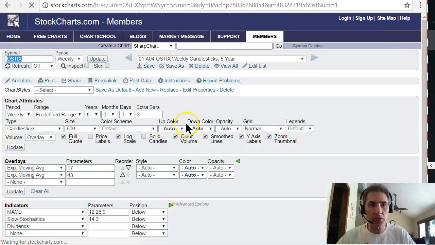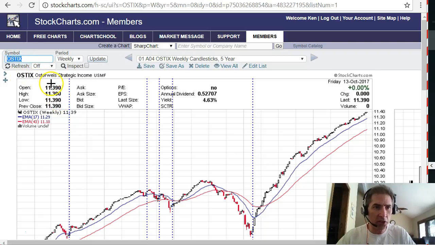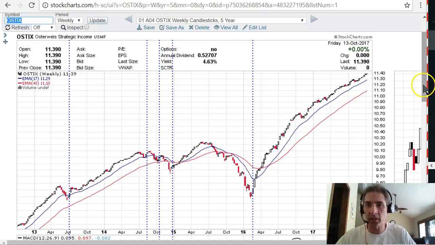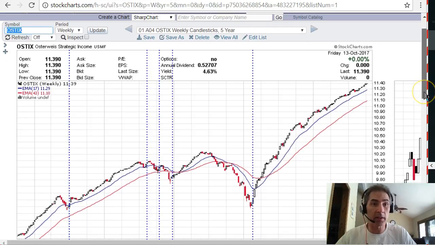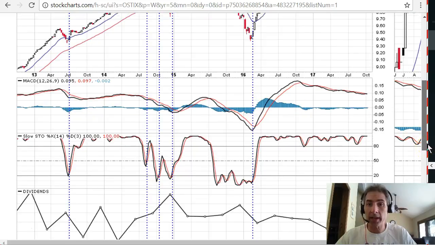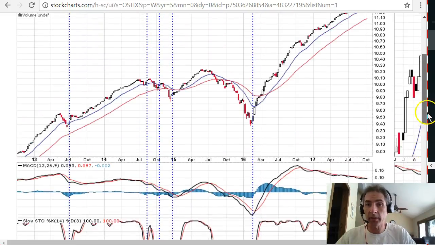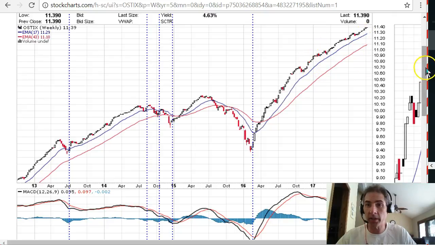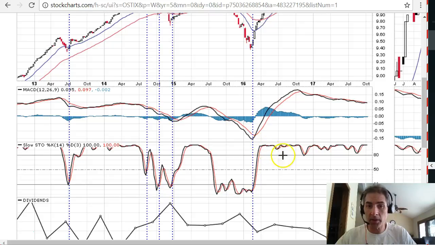Our last position is OSTIX, which is the Osterwise Strategic Income Fund, paying a nice healthy dividend, 4.63%. It had a flat week, gaining 0.0% for the week, so it's just been flat for the entire week. You can see how bullish this particular mutual fund has been, relatively speaking. The MACD is softening while the mutual fund has been advancing, and the slow stochastic has just been bouncing above 80 now since April of 2016. So it's just been very positive.